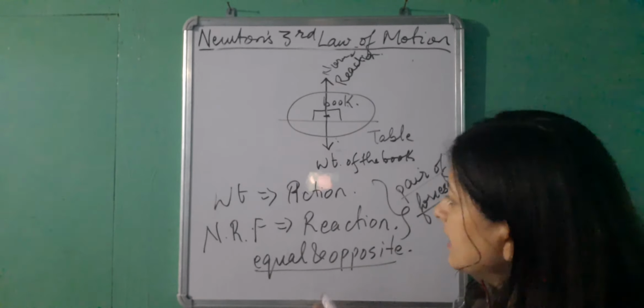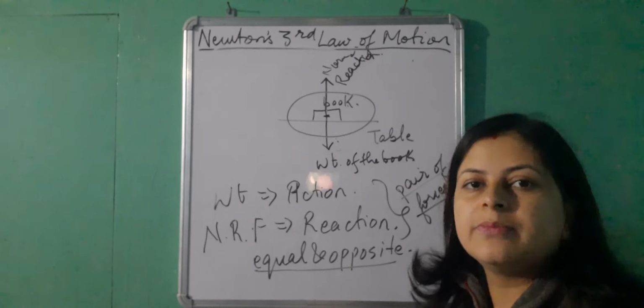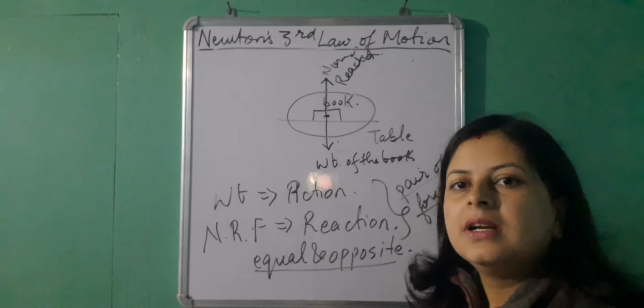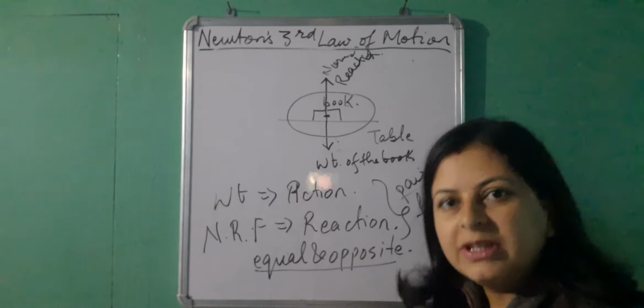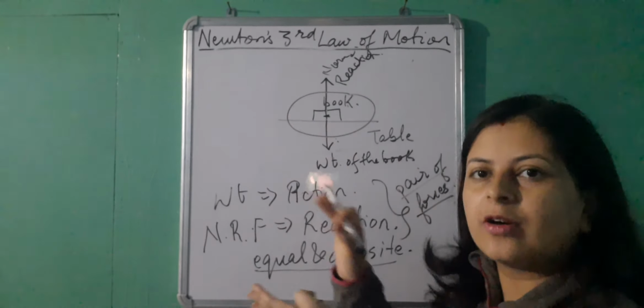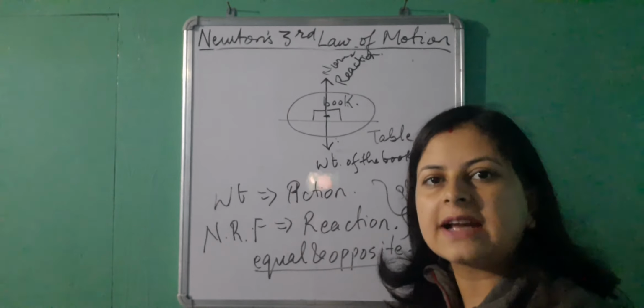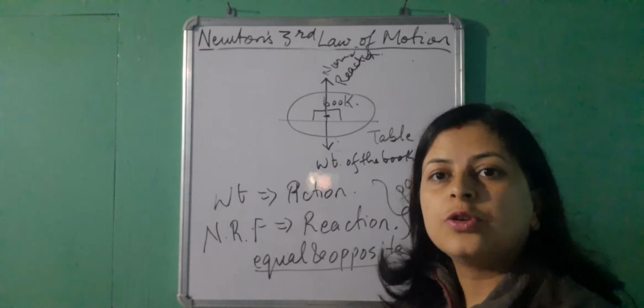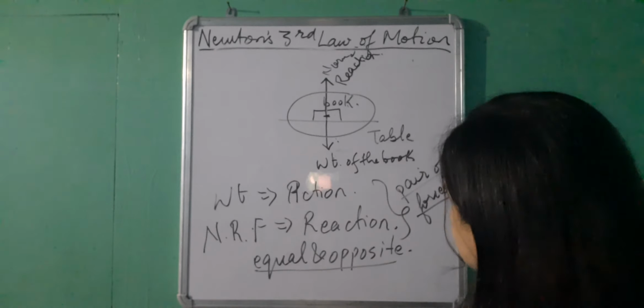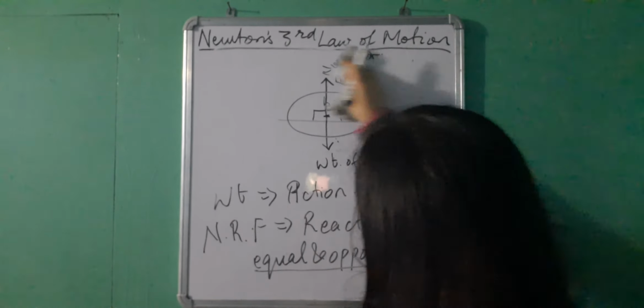But one more thing, the most important thing you should remember here, is that action and reaction act simultaneously, at the same time, on two different objects. So action and reaction never act on the same body, they act on two different bodies. Let me give you a list of the things you should remember, the characteristics of action and reaction.